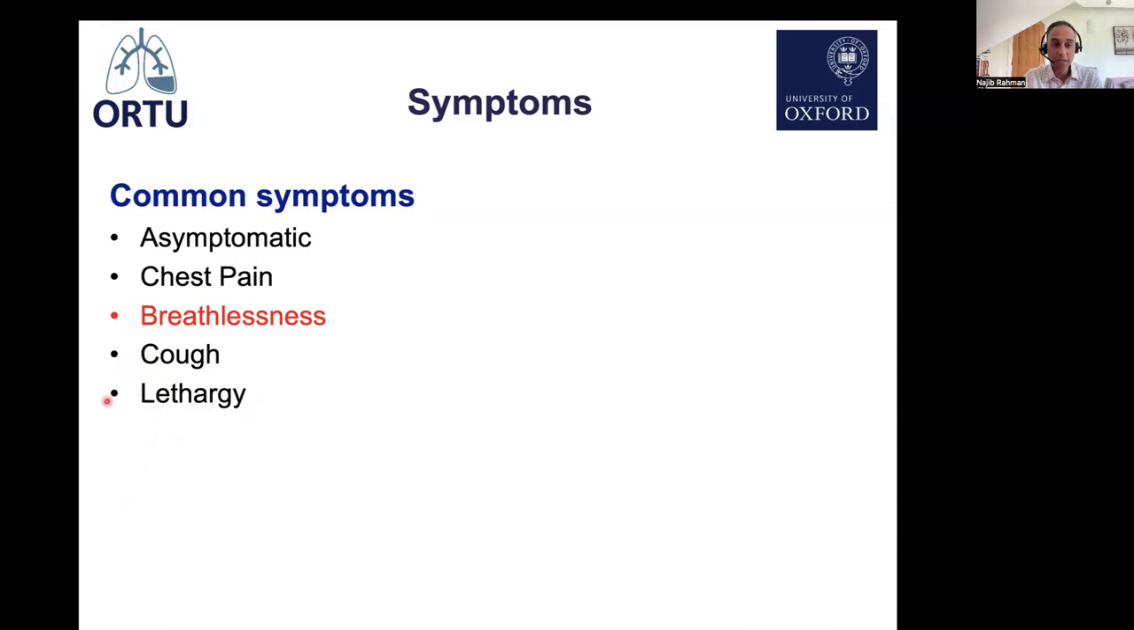Lethargy is a very interesting and very consistent feature of patients with large effusions. The mechanism is not well studied, but certainly when we drain effusions, their lethargy seems to get better.